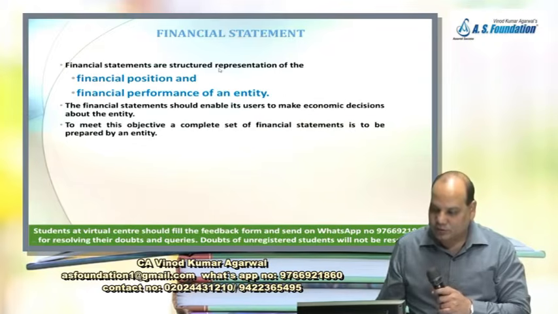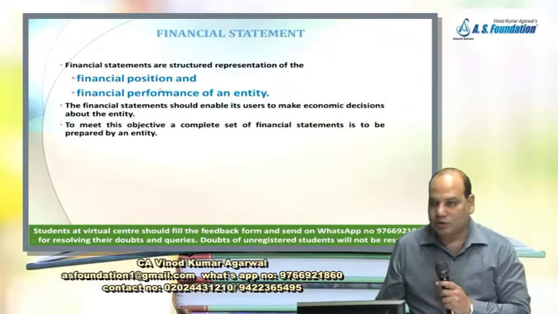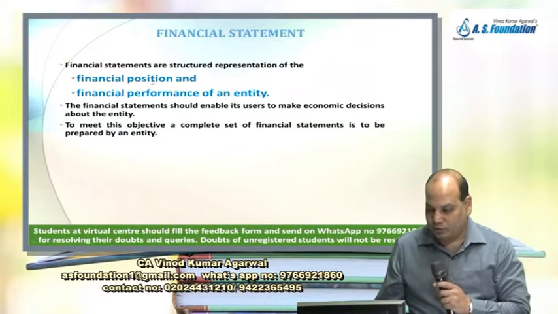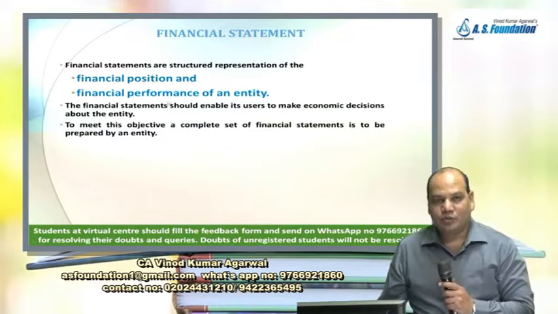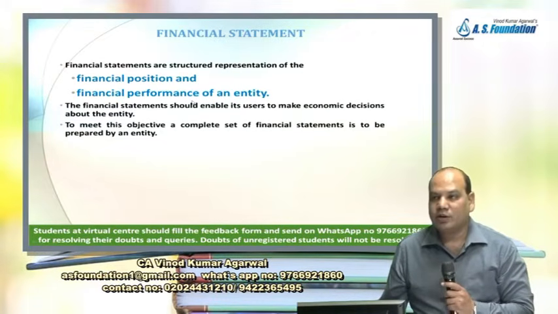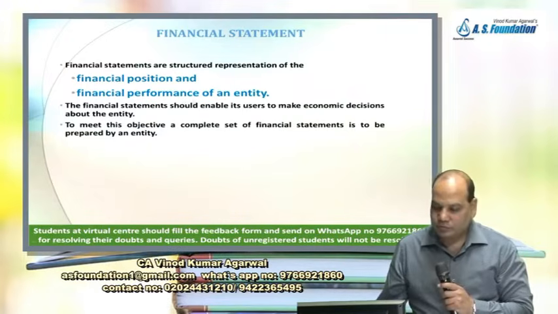Okay, and what does a financial statement represent? Two important things. One, financial position. So guess what statement is called financial position? What we call the balance sheet or statement of financial position, where you show assets and liabilities. And financial performance of the entity. Which statement shows the financial performance of the entity? Profit and loss account and other comprehensive income, and statement of changes in equity. Okay, this shows the financial performance of the entity.